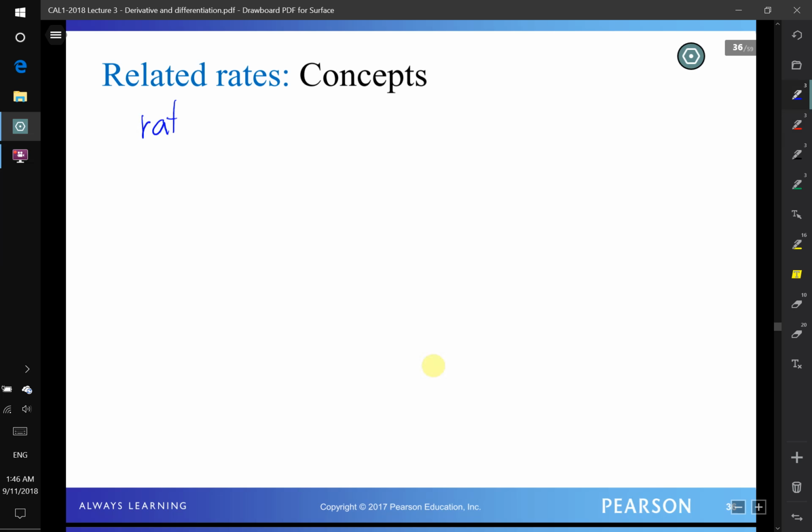Rate. What is it? I'm sure that you have seen this word so many times, but when it comes to this calculus class, rate, let's define it.